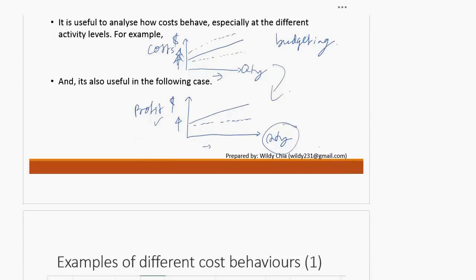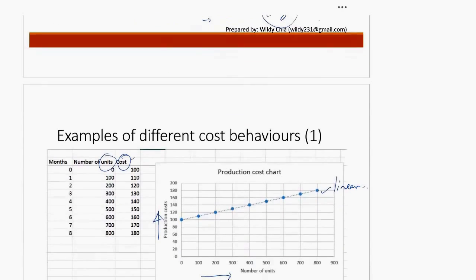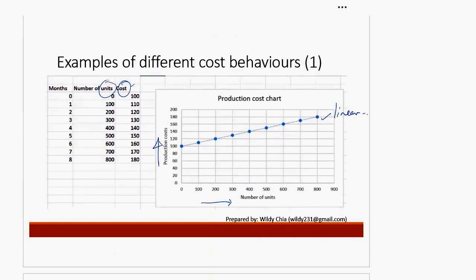Now, some examples here for you to see. In a factory, you might produce certain quantities over a period of time, and assuming the costs change in a linear fashion, there should be a straight line relationship. But you notice that even at zero quantity of production, there are still costs being incurred. That could be the fixed costs.